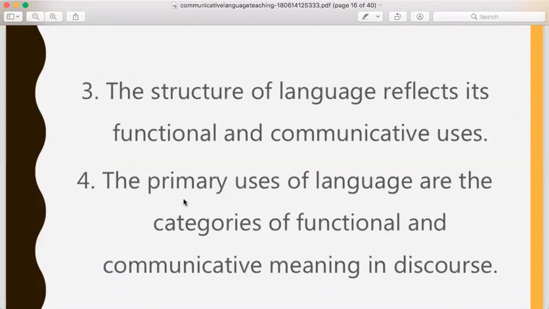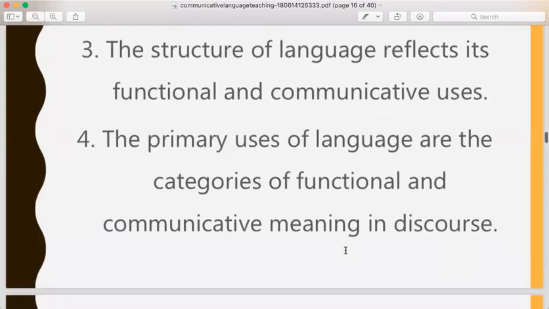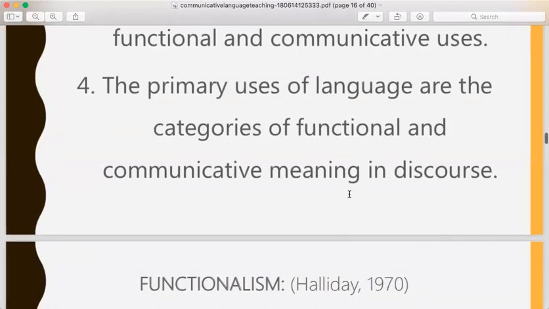The proponents of this method do not negate the importance of structures in a language, but they change the perspective. They believe that structures should be for the function and use of the language. They should not just stand as structures alone in the language. So basically, the primary uses of language are the categories of functional and communicative meaning in discourse, right?